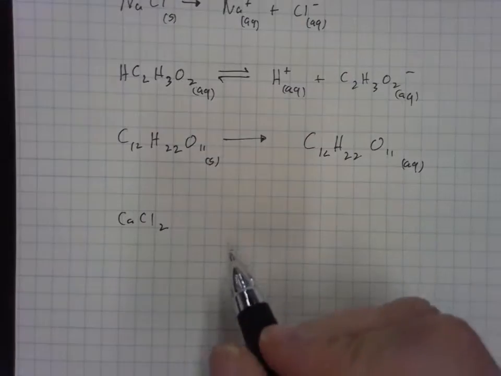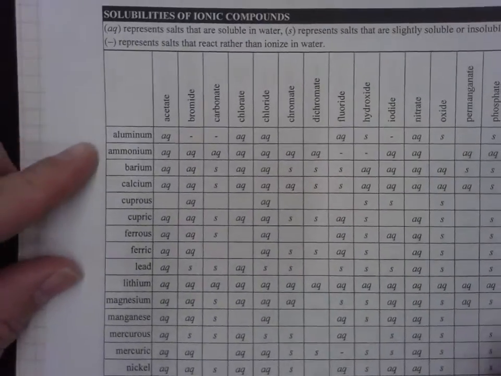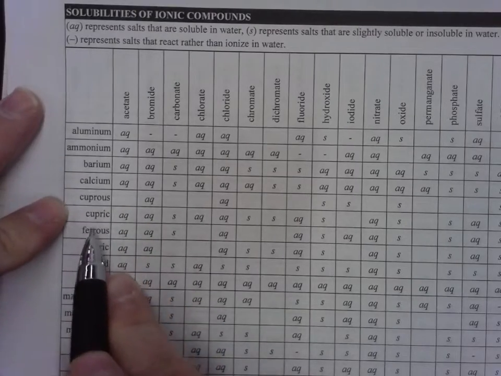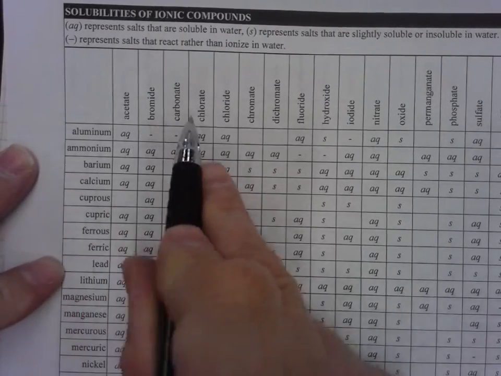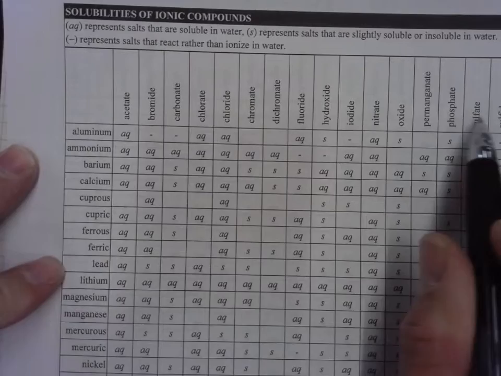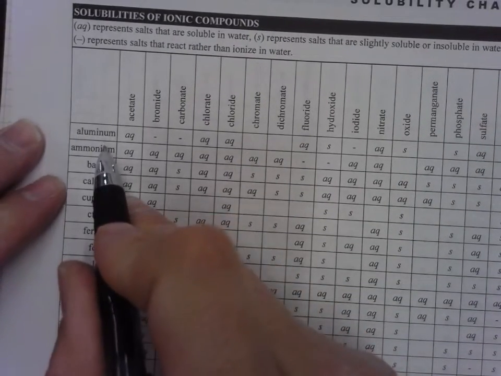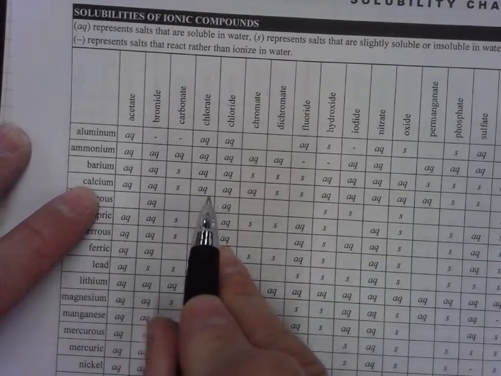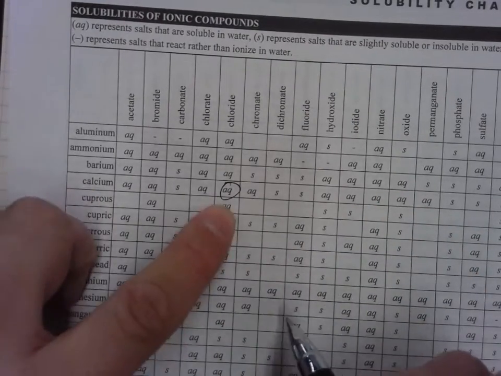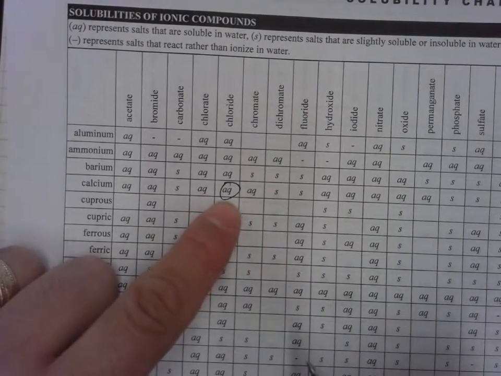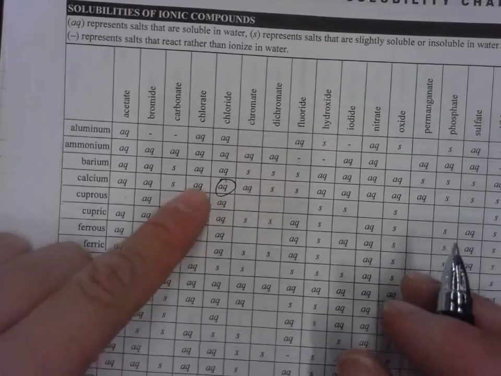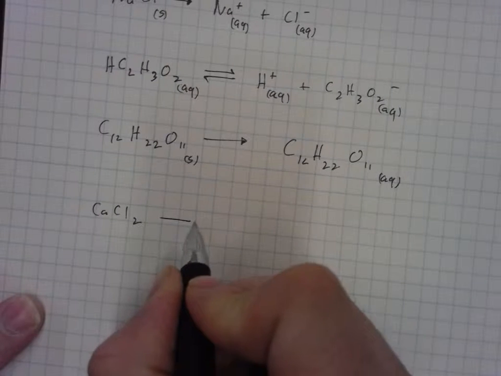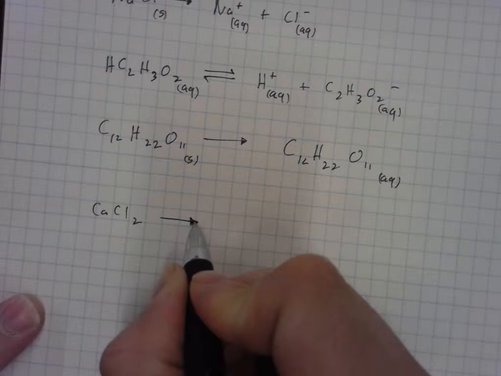You take your solubility chart and you go down it on the left side. The left side is the metals, and the top is the non-metals. So we're going to find calcium. There's calcium right there, and then we go all the way over till we hit chloride. It's got an AQ. If it's got an AQ, that means it dissolves in water. Calcium chloride dissolves in water.